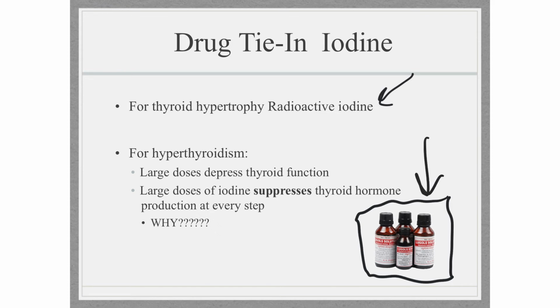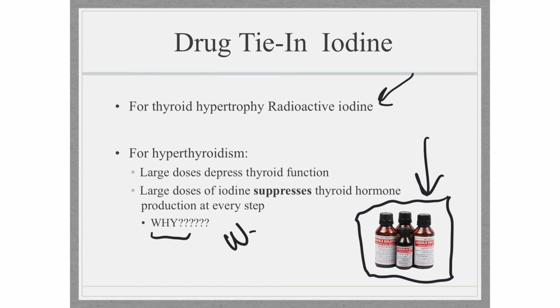So this is interesting, right? If iodine is necessary to make thyroid hormone, why is it that if we give a really big dose of iodine for a couple of weeks, we suppress all steps of manufacturing and release of thyroid hormone? Why does that happen? Well, the answer is we don't know.